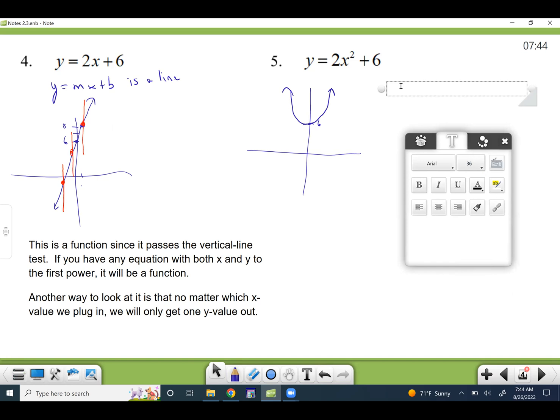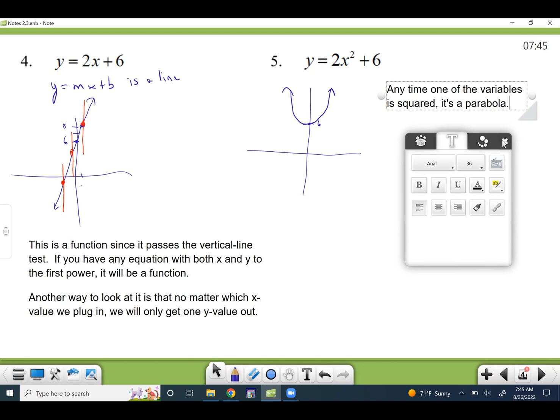Okay. Anytime one of the variables is squared, this is assuming that there's no fractions or anything, right? It just looks like an equation that looks like a polynomial.